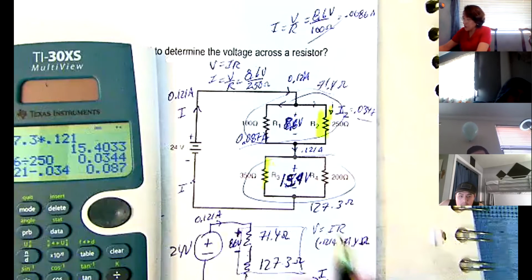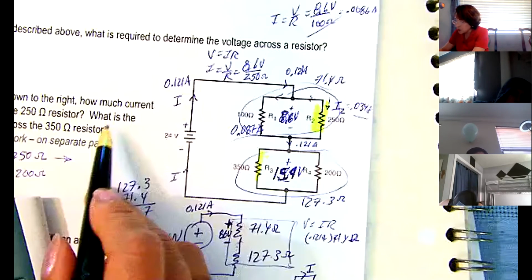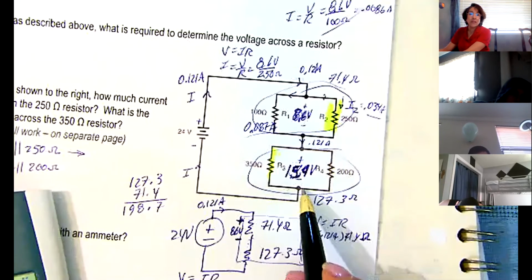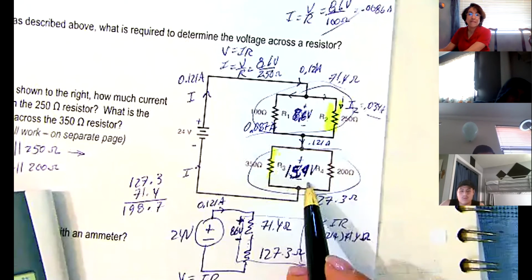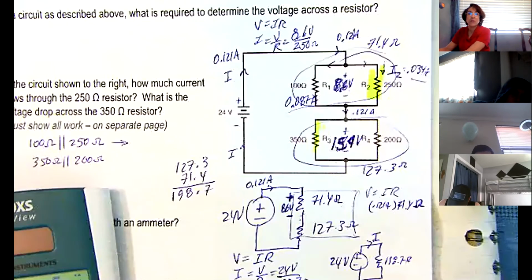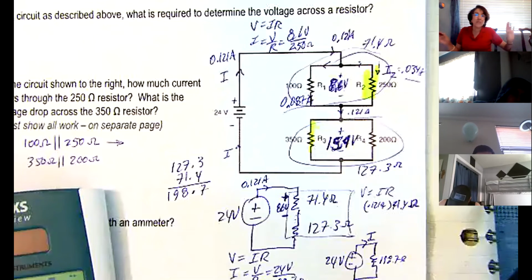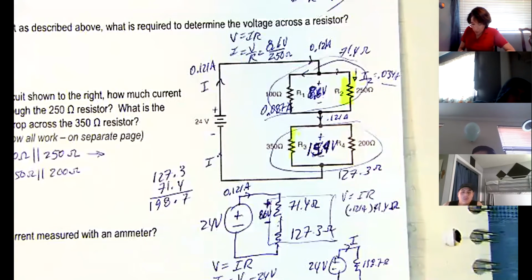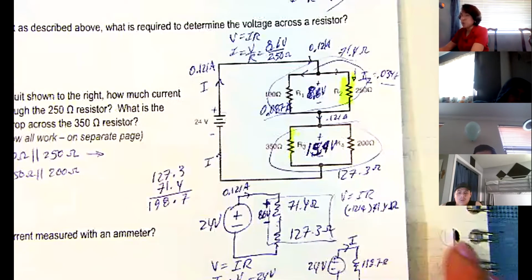Very good. Now, the next question here was, what is the voltage drop across the 350? And we already figured that out. We already figured out it was 15.4. I want to make sure you guys understand how to do this problem, because all the other problems are the same, just a variation on a theme. So let me back up and summarize what we did for this problem.